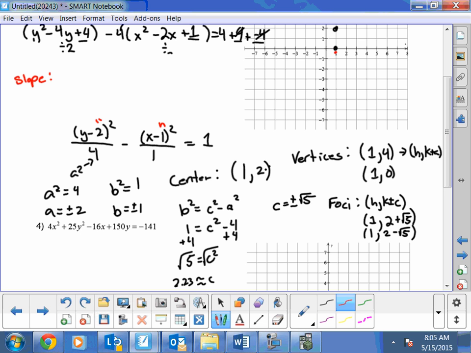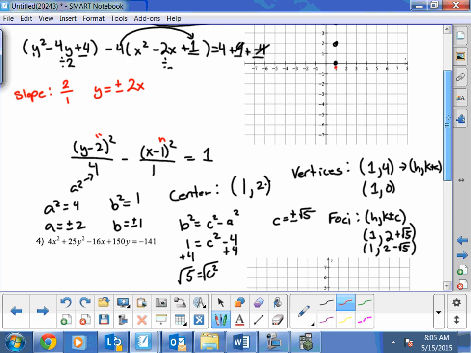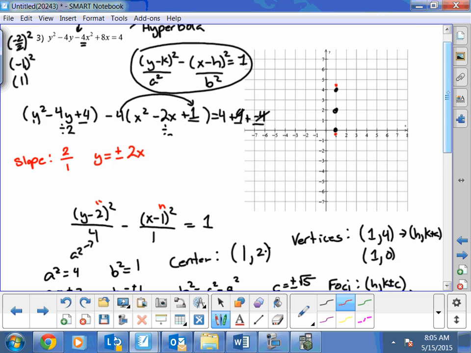In a over b, my a value is 2, my b value is 1. So it's going to be my slope. That means I'm going to draw 2 lines, plus or minus 2x as far as slope. So let's go ahead and draw that in. So these are my asymptotes. And if you write this for me, this is pretty good.